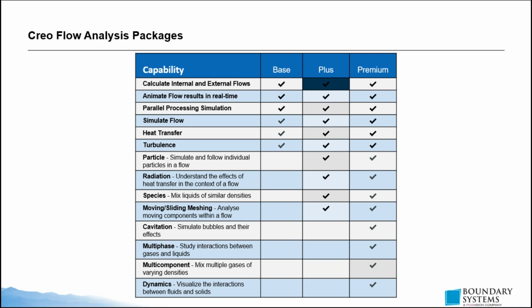And then the premium package. A lot of customers in that premium range are typically doing multi-phase or multi-component, so you're looking at the interaction between gases and liquids, for example, sloshing in a tanker truck. But aside from that, you can also look at cavitation in the premium license, as well as the dynamics portion of things.